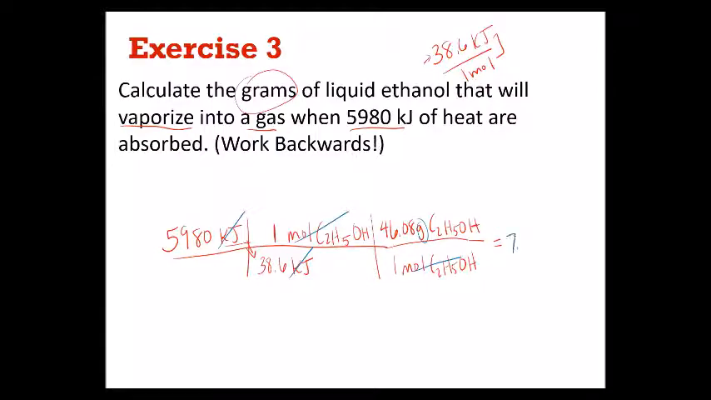And I get 7,140 kilojoules. That's being absorbed. No, not kilojoules, grams. Need to read my unit better, grams here. So grams of ethanol.